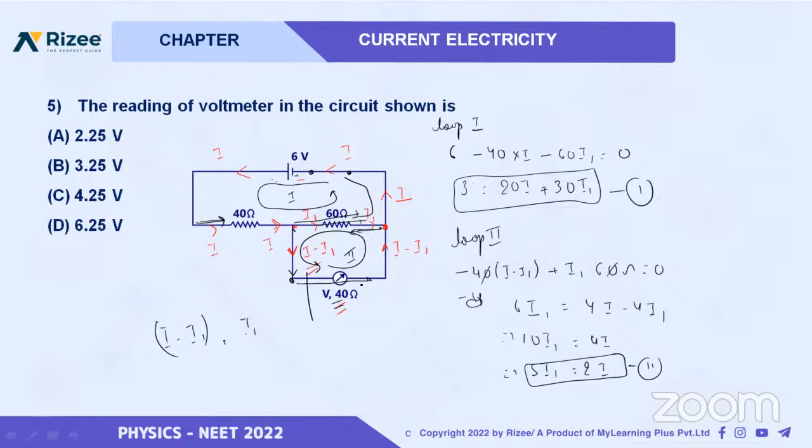You will take the value of voltage from here. This current into this resistance gives the voltage, or you can take the product of I1 into 60, because both of them will have the same voltage and the voltmeter will read the voltage across it only. So you can either multiply I1 into 60 or multiply I minus I1 into 40. You will get the same answer.